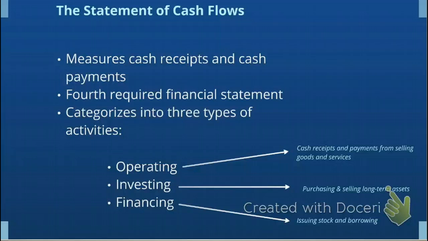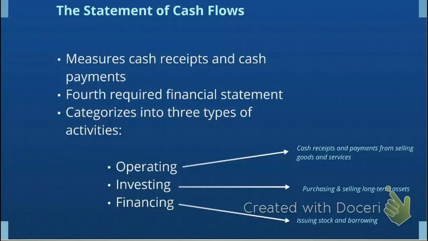As I mentioned earlier, it measures cash receipts and cash payments, and it categorizes all of them into three types of activities: operating activities, investing activities, and financing activities. That is the order in which these items appear in the cash flow statement. Operating activities relate to cash receipts and payments from selling goods and services. That's what most businesses are in business to do, and whatever cash receipts and payments relate to that will be shown in the operating section.